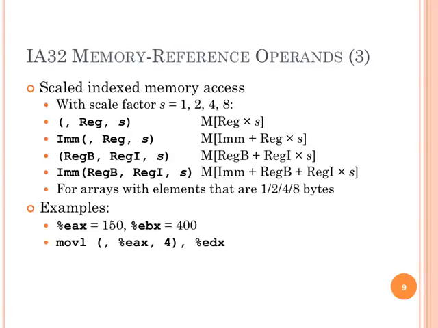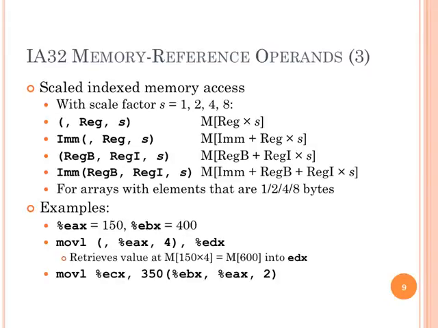EAX is 150, EBX is 400. So what address this time? 600, right? So it's just 150 times 4. I know you guys had the answer way faster than you started saying it. But anyway, so yeah, 150 times 4.